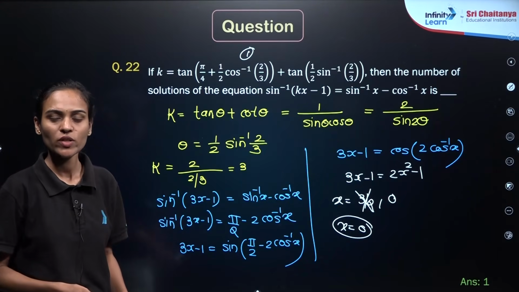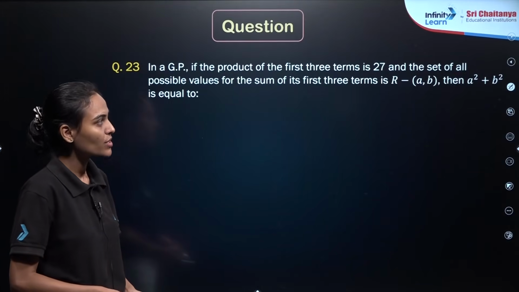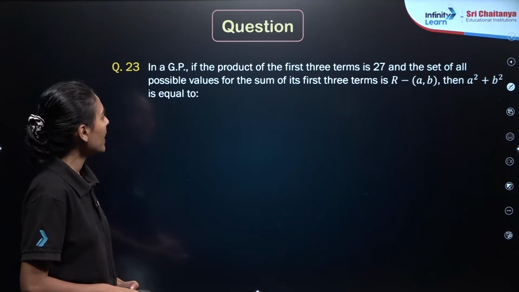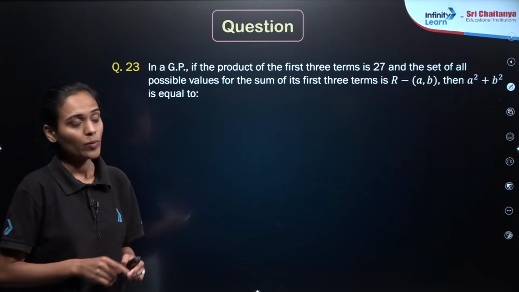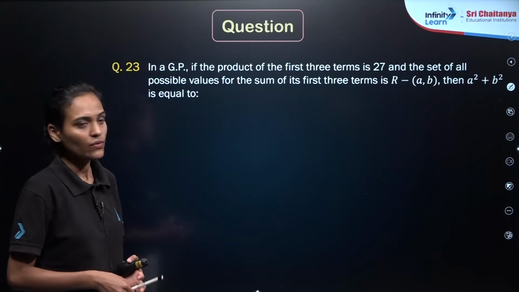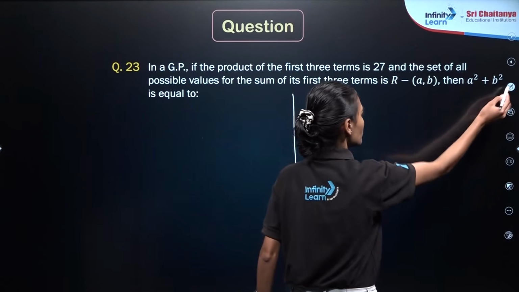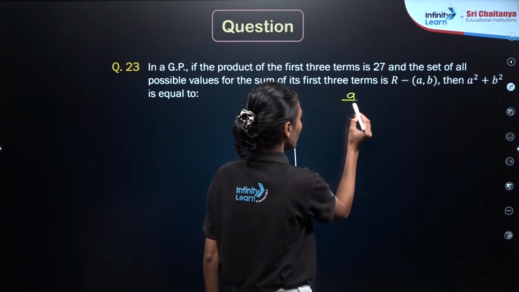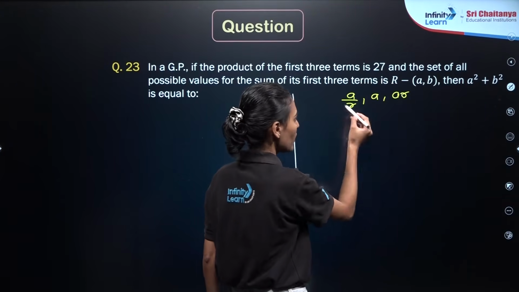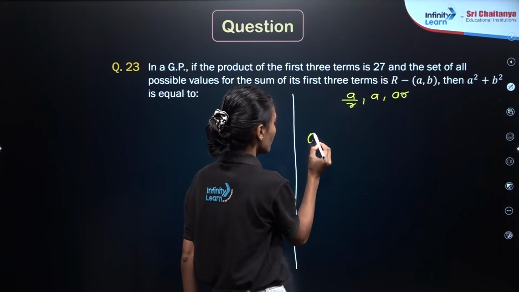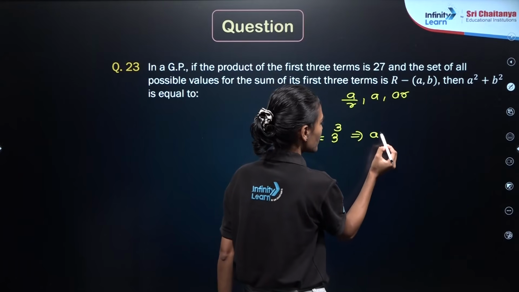Now let us take students question number 23. Here you have, in a GP, the product of the first 3 terms is 27 and the set of all possible values of the sum of the first 3 terms is R minus the open interval a comma b. Then they are asking what is the value of a square plus b square. Now I will consider those 3 terms to be a upon r, a and ar. The product is 27. So what you have? The product will be a cube, right? Which is 27, meaning 3 cube. This implies you have a as 3.